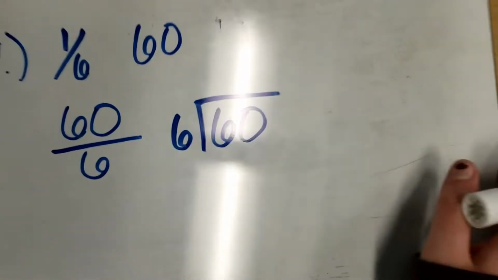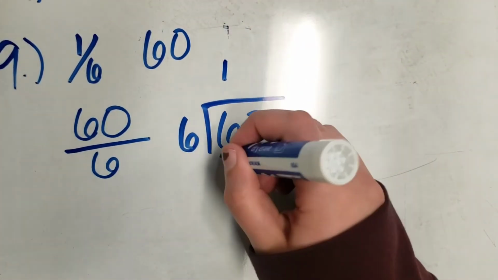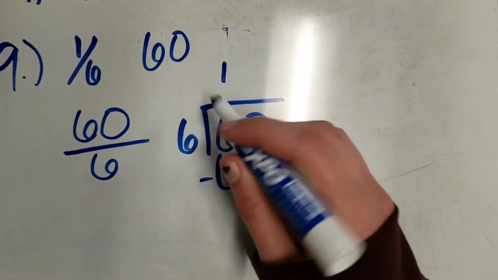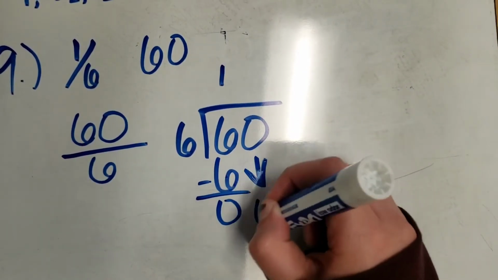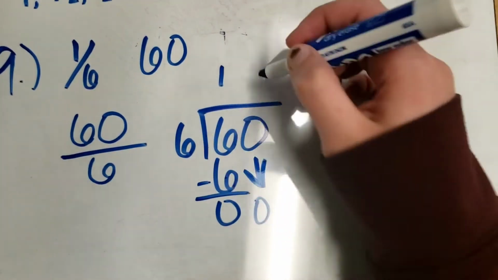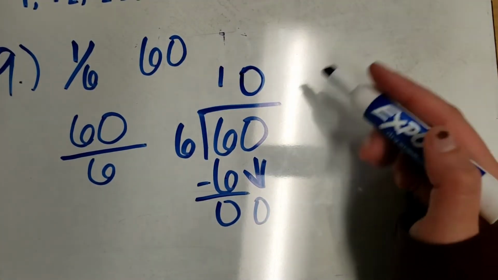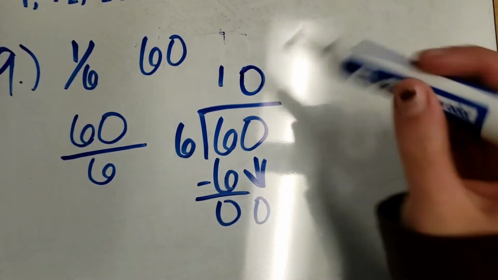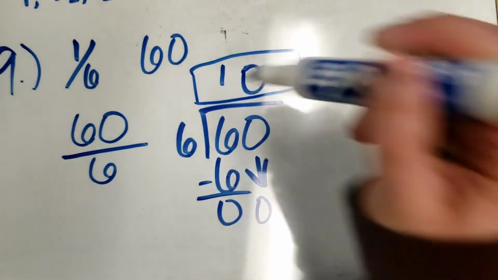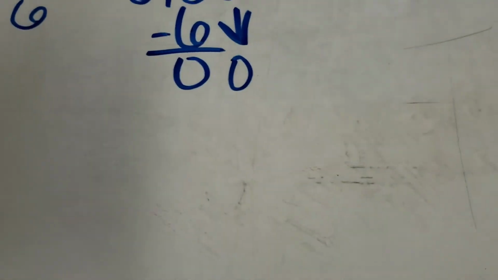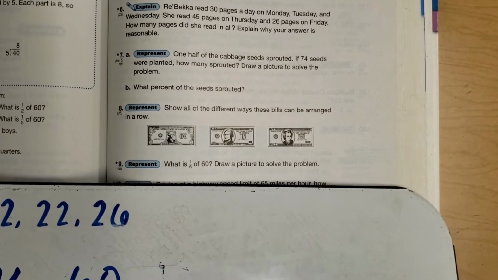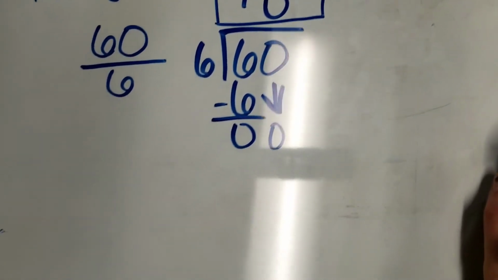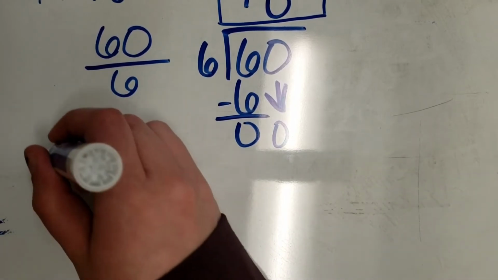Because this is the same thing as this. So 6 goes into 6 one time. 6 times 1 is 6. Bring down that 0. 6 goes into 0 0 times. So 1/6 of 60 is 10. And let's look back at it. What is 1/6 of 60? Draw a picture to solve the problem. So let's draw our picture.